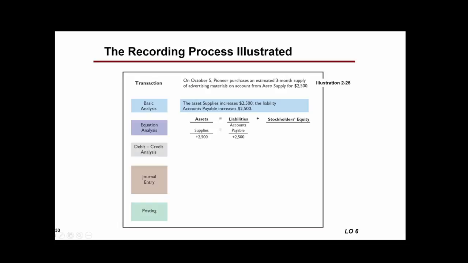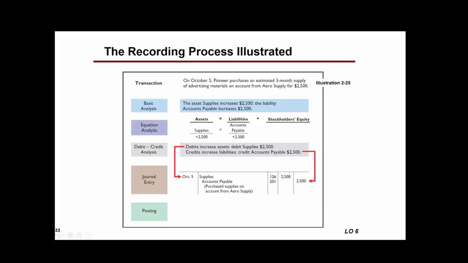Once again, we have the two sides of the equation. The change to the two sides of the equation is the same, which means the total for each side of the equation is correct. Now, debit and credit analysis. The asset supplies increases. So what do we do? We debit supplies, we credit accounts payable. A liability, when it increases, we credit that liability. Once again, as you can see, we always have debit equal to credit for every transaction. Okay? And then we post it to each account.